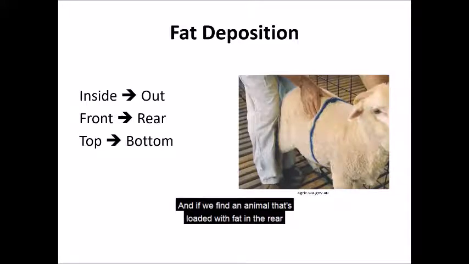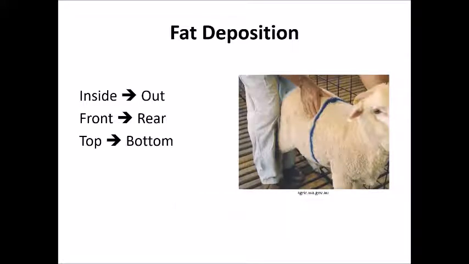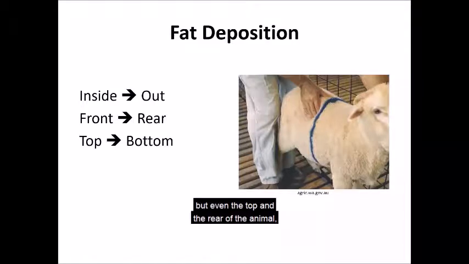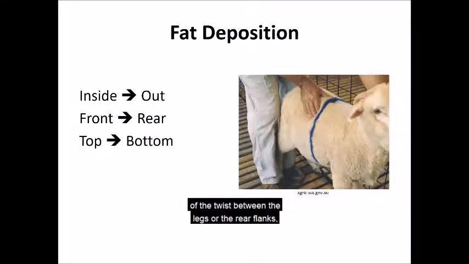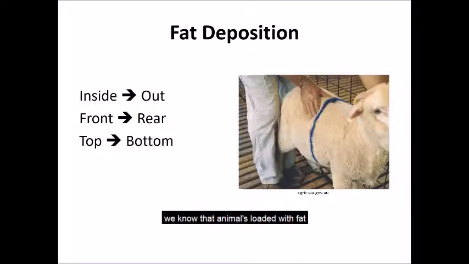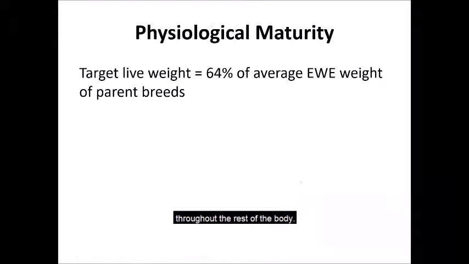And if we find an animal that's loaded with fat in the rear and toward the bottom, but even the top of the rear of the animal, so around the tail head, down in the seam of the twist between the legs or the rear flanks, we know that animal is loaded with fat throughout the rest of the body. Okay, physiological maturity, that point where fat becomes optimized in terms of our growth curve and feed efficiency and carcass yield and quality.